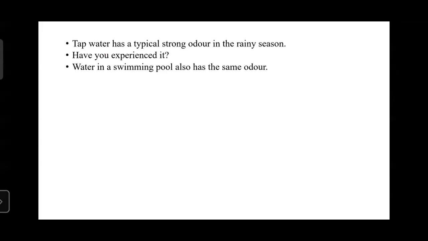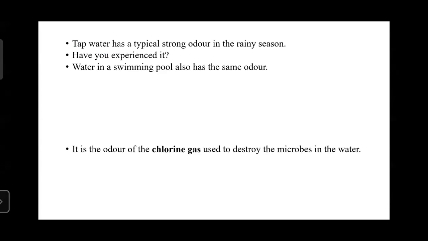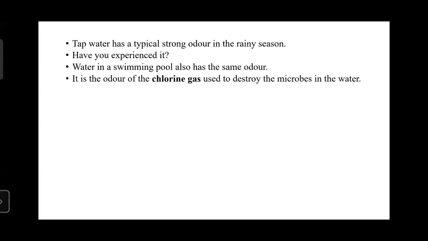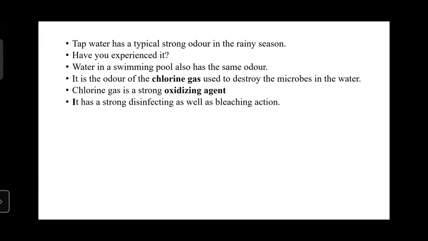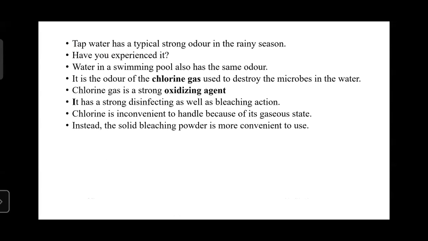Tap water has a typical strong odor in the rainy season. Now, have you experienced it? Even water in the swimming pool also has the same odor. The smell or odor is of chlorine gas, which is used to destroy microbes in the water. Chlorine gas is a strong oxidizing agent. It has strong disinfecting as well as bleaching action. Chlorine is inconvenient to handle because of its gaseous state. Instead, the solid bleaching powder is more convenient for use.